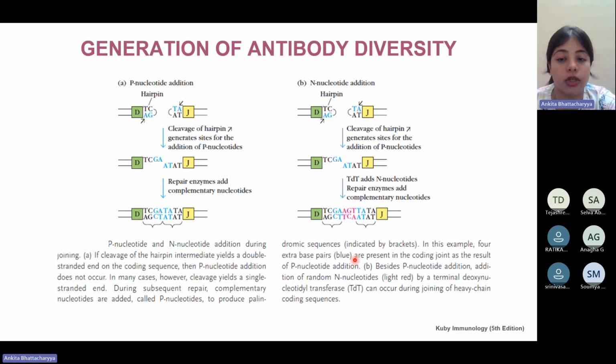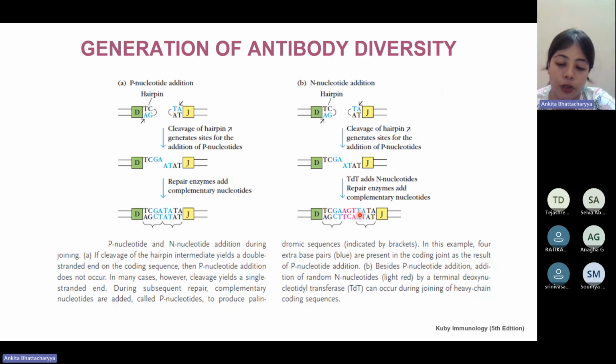So when there is addition of some random nucleotides apart from these, till here, if the process is stopped, then it is just P-nucleotide addition. When more and more random nucleotides are getting added, which are not helping build a palindromic sequence, say, for example, here 3 more nucleotides have been added, but as a result, what is generated is not palindromic in nature. Then in that case, these are called N-nucleotide addition, and this has been added by the terminal deoxynucleotidyl transferase or TdT, and it does so when there is joining of heavy chain coding sequences.